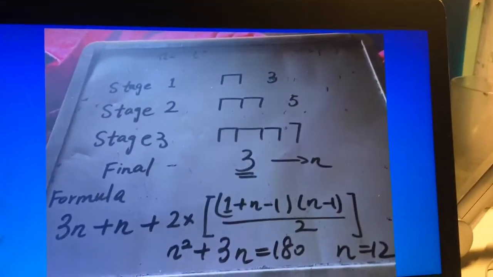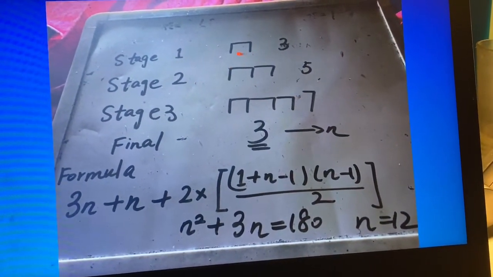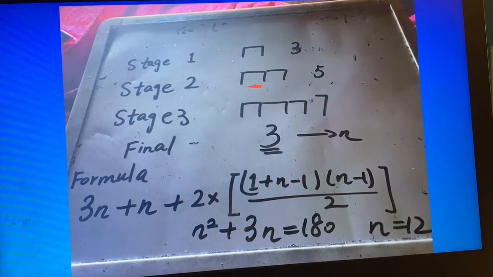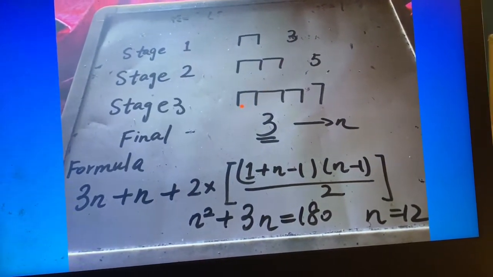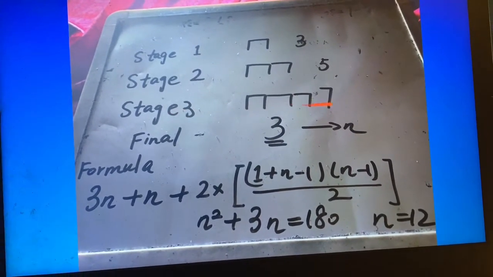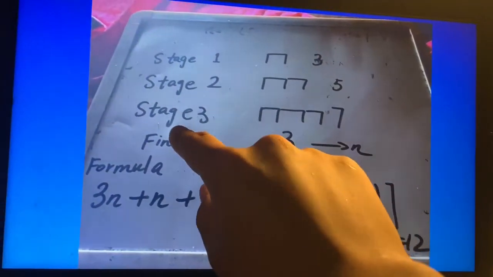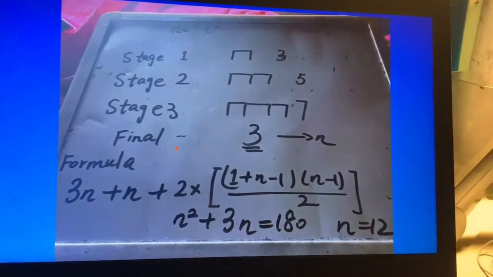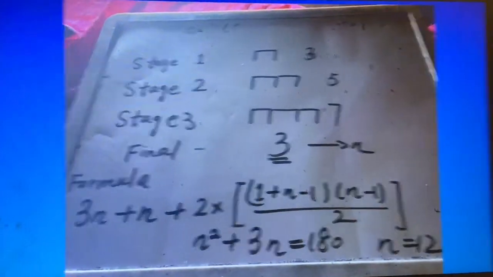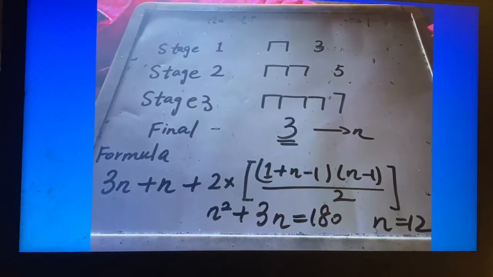I'm going to give a solution like this. We divide each stage. In the first stage, we take off the bottom part, and in the second stage, we take off the bottom part. In the third stage, we include the previous bottom part, but we omit its bottom part. So the final is the last stage's bottom part. Why am I doing it this way? Because it forms an arithmetic sequence: 3, 5, 7, and so on.